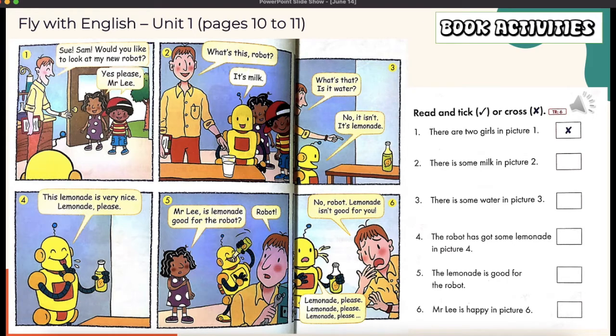Number 1 is the example. 1. There are 2 girls in picture 1. 2. There is some milk in picture 2. 3. There is some water in picture 3. 4. The robot has got some lemonade in picture 4. 5. The lemonade is good for the robot. 6. Mr. Lee is happy in picture 6.